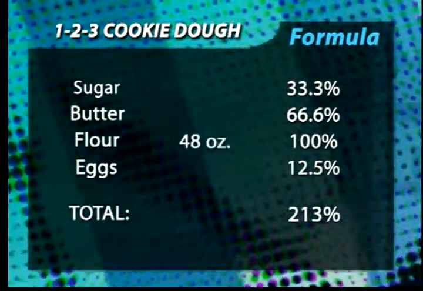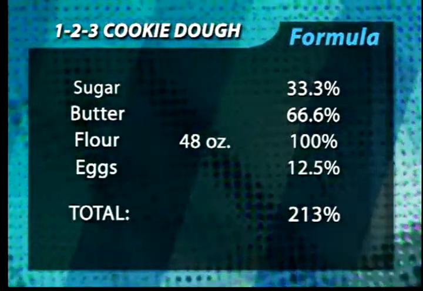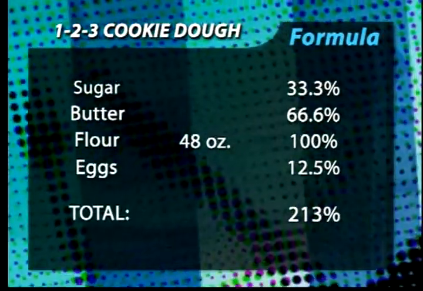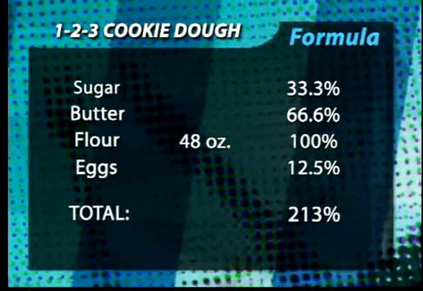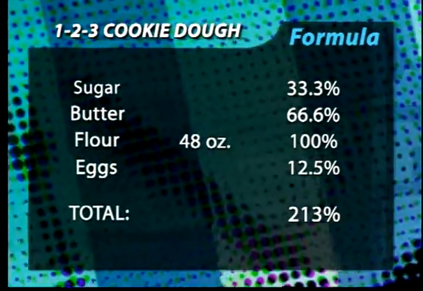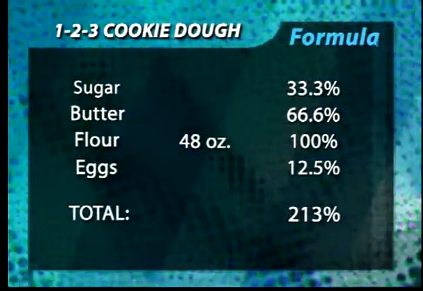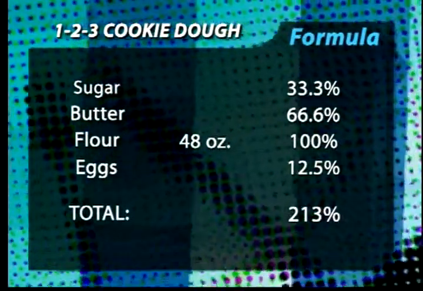What quantities do we need in order to make a batch of these cookies using 3 pounds, 48 ounces of flour? Well, we know that flour is always 100% in a baker's percentage formula. So 48 ounces of flour equals 100%. Now multiply the baker's percentage for the remaining ingredients by the weight of the flour, 48 ounces.